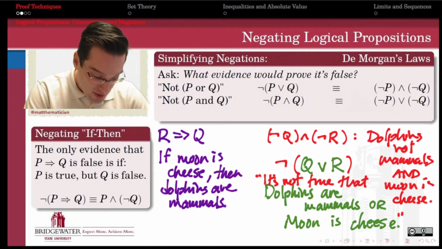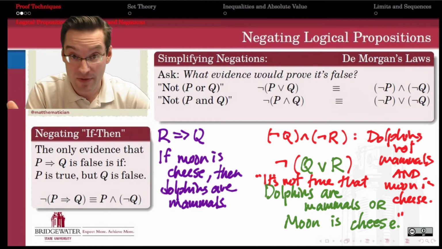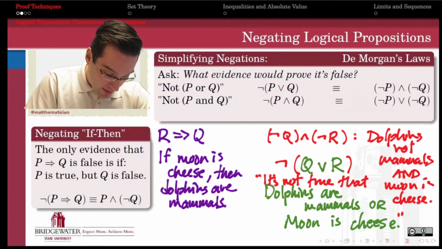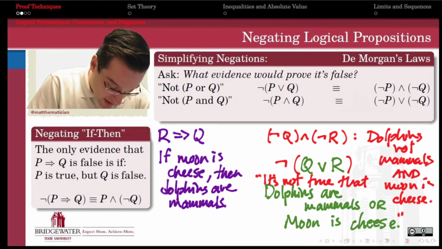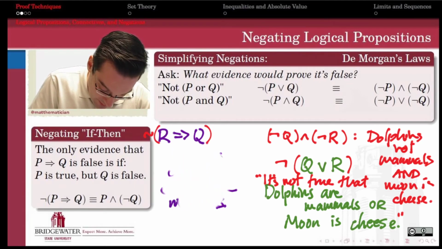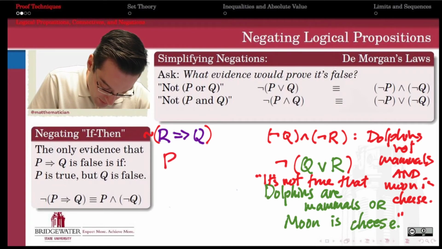And so if I want to negate the statement, if the moon is cheese, then dolphins are mammals, so that we decided was a vacuously true statement. To form the negation of that, the negation, notice, is no longer an if-then statement. My little right arrow is no longer present over here. And so the negation is a conjunction. If it's not true that R implies Q, then that means that the premise would have to be true and the conclusion would have to be false.